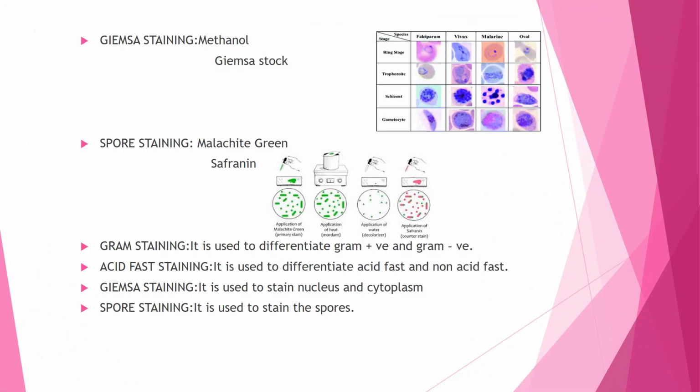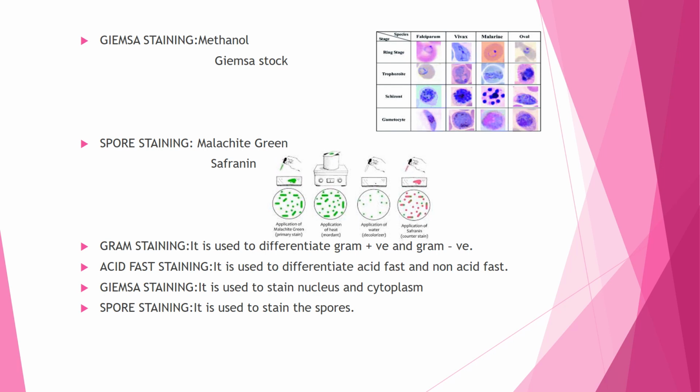Next is the Giemsa staining. Giemsa staining is mainly used to identify the malarial parasite. For Giemsa staining, methanol and Giemsa stock are used. For the Giemsa stock, 250 mg of Giemsa powder is dissolved in 5 ml of glycerol. Then place it in the methanol. The Giemsa stock is prepared after a rest of 7 days.